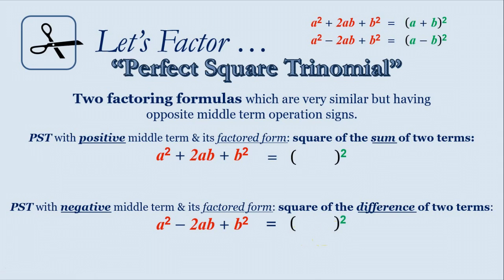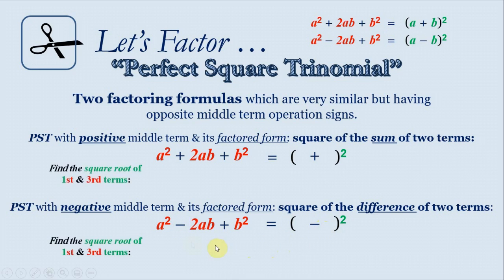The second step is to write the operation signs for both problems. If the middle term of the PST is a plus sign, then write a plus sign in the middle of the blank parenthesis pair. If the middle term is a minus sign, then write a minus sign also in the middle. The third step is to find the square root of the first and last square terms.